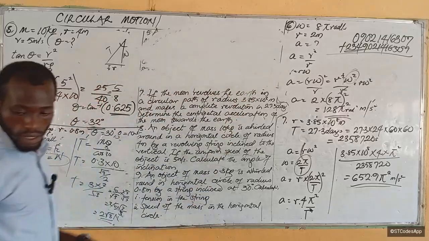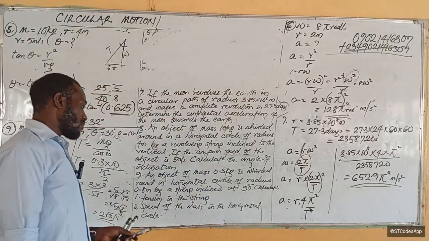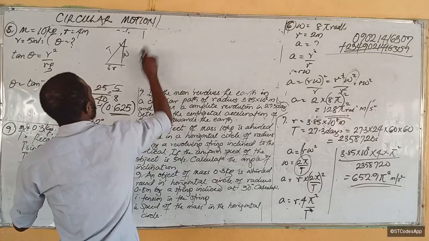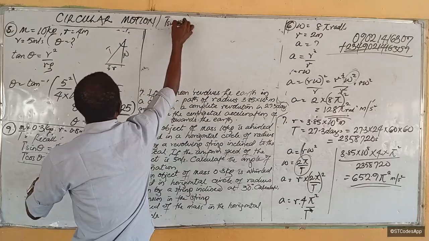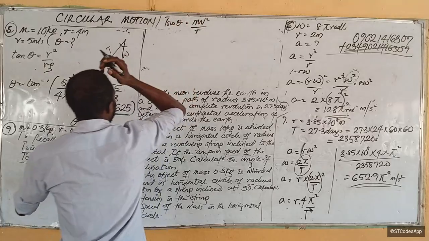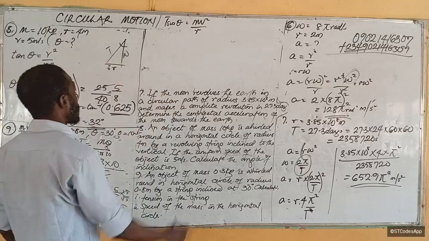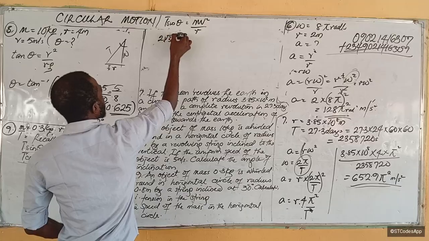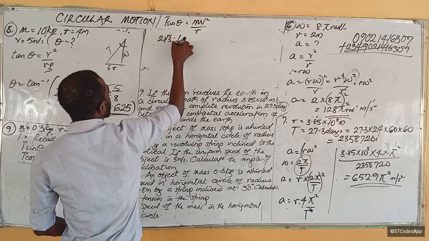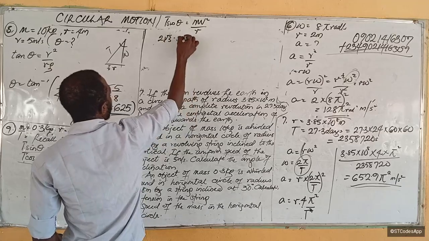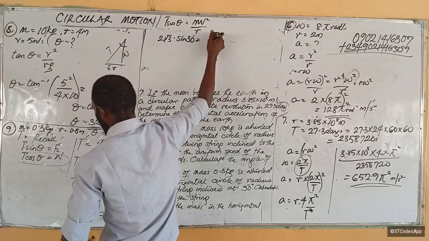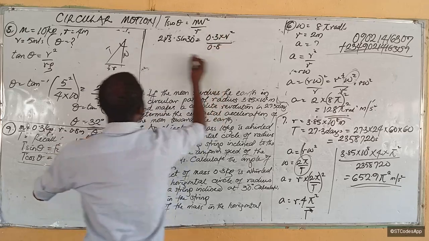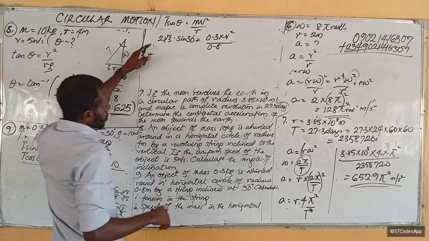The last one says the speed of the mass in the horizontal circle. Remember, this is where we need T sine theta. So T sine theta is mv squared over r. So we've gotten T now. So that will be 2 root 3 times 1 over 2, because sine 30 is equal to m, which is 0.3, times v squared over r, which is 0.8.